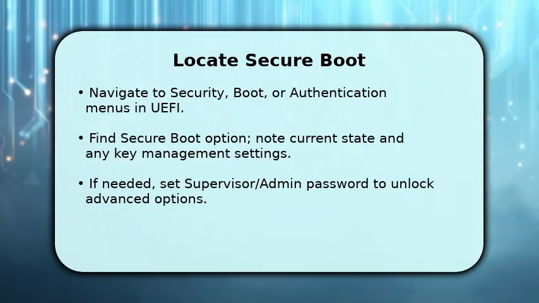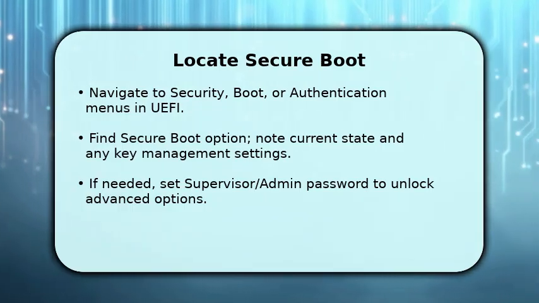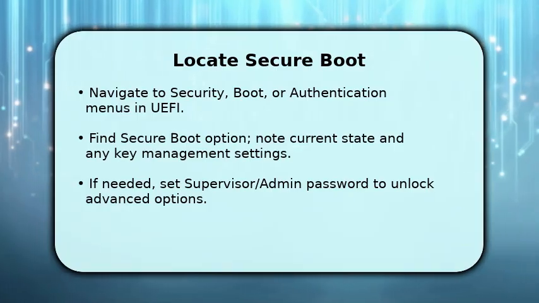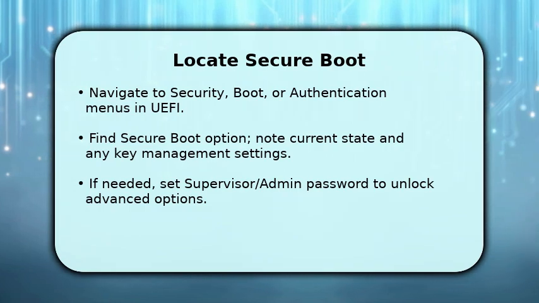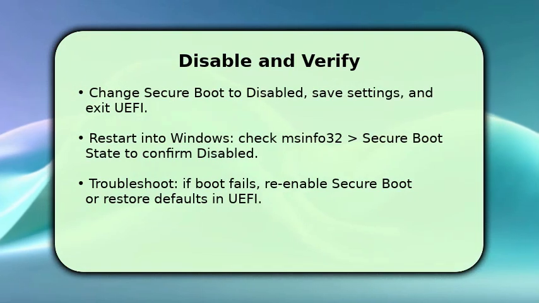If the Secure Boot setting is grayed out, set a supervisor or administrator password in UEFI. This unlocks advanced options. Make sure to record any changes you make so you can reverse them if needed. You disable Secure Boot by selecting Disabled, then choose Save and Exit so firmware writes the change.